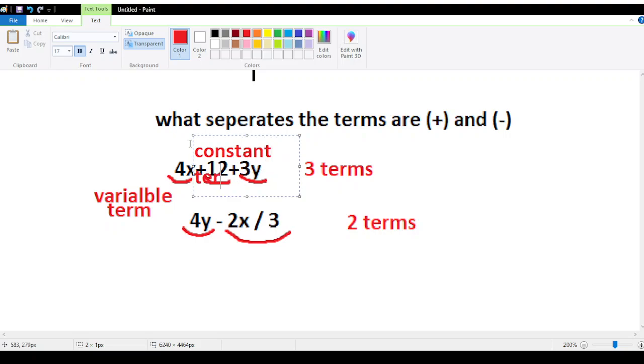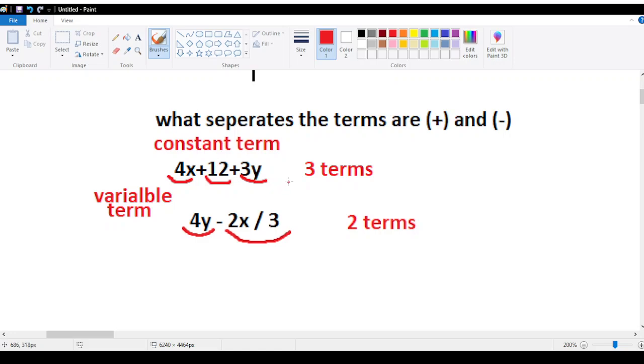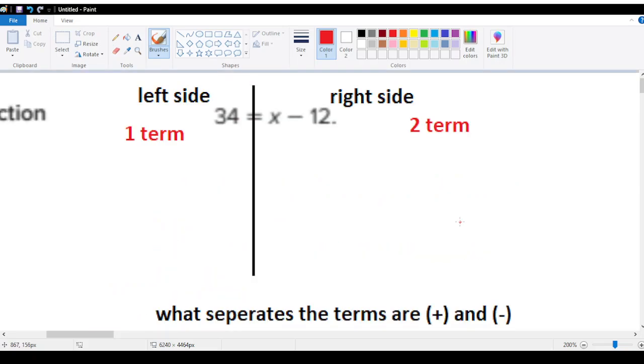Consistent. Constant term. One more time, what's the name of it? Constant term. Okay. How about the third one? It's a variable term. Okay. Now, we will order the variable with the variable and the constant with the constant. Here, what's that? It's constant.